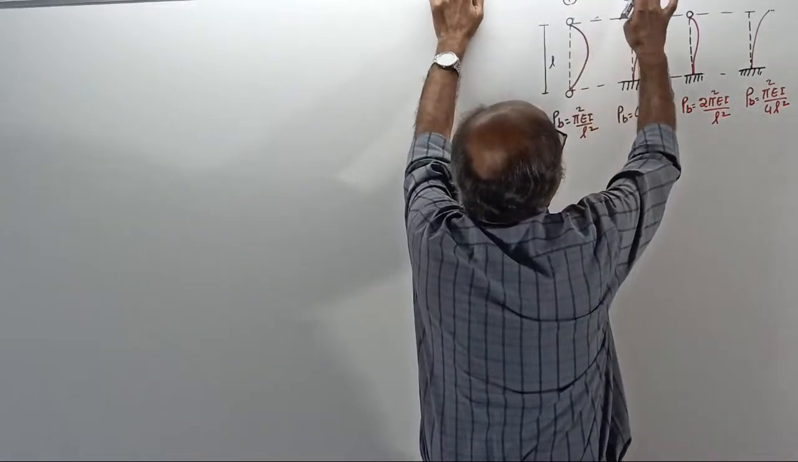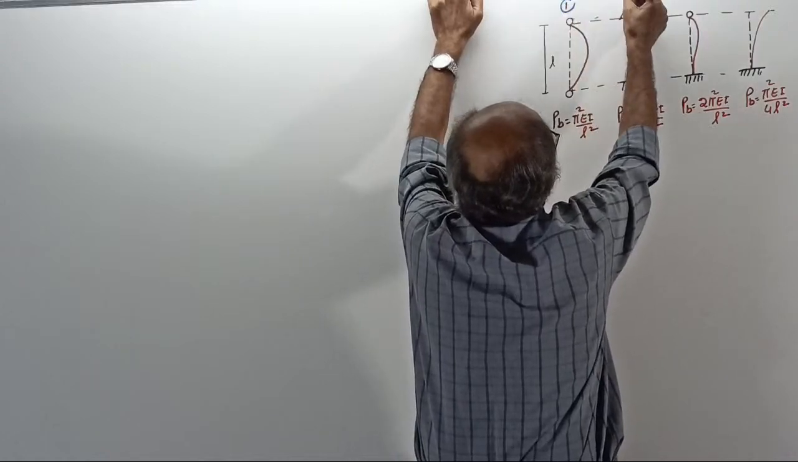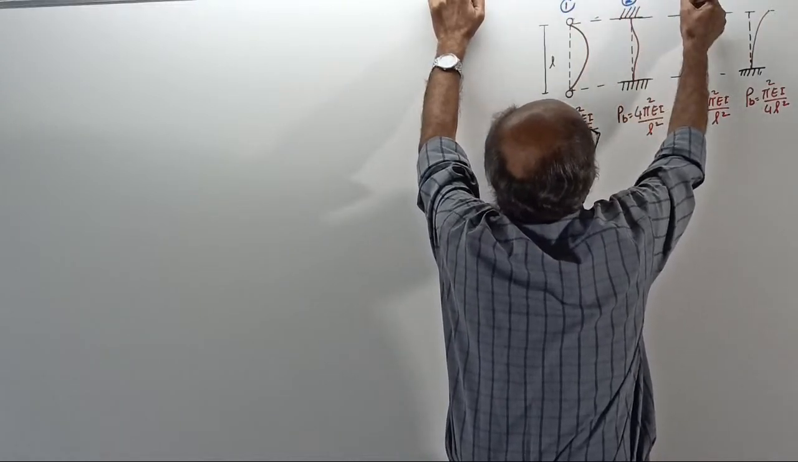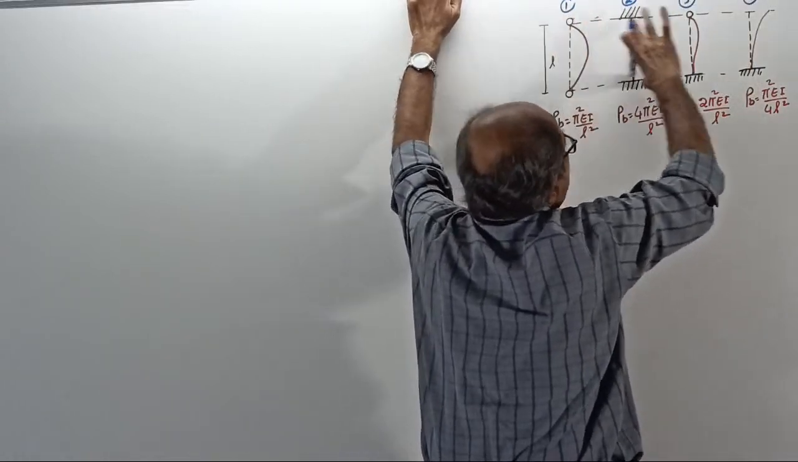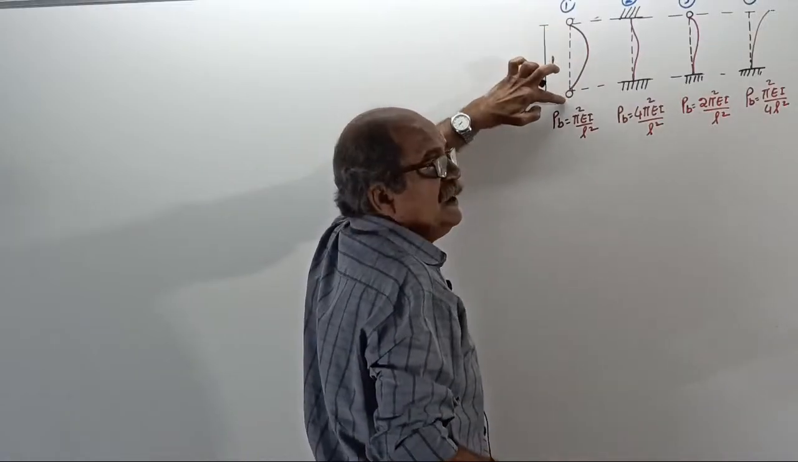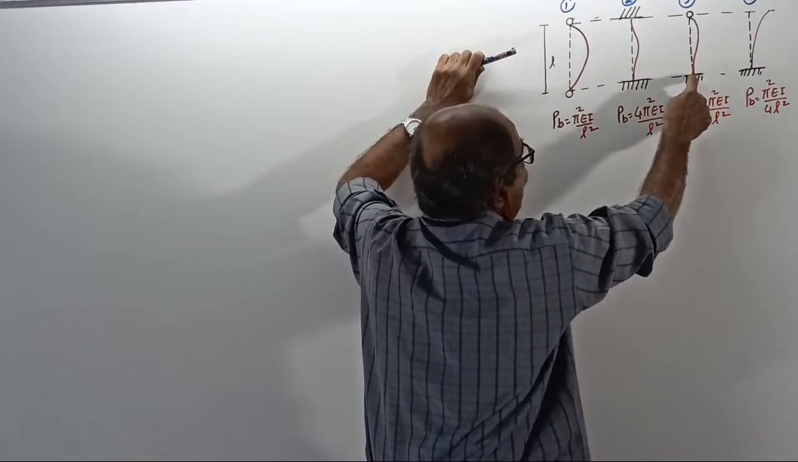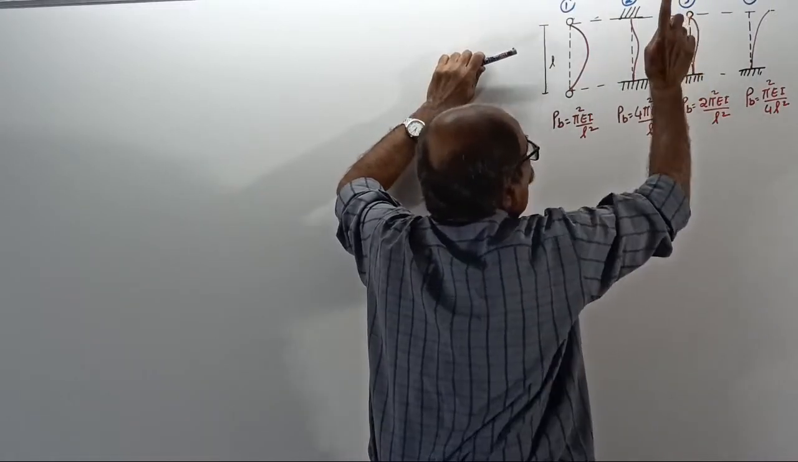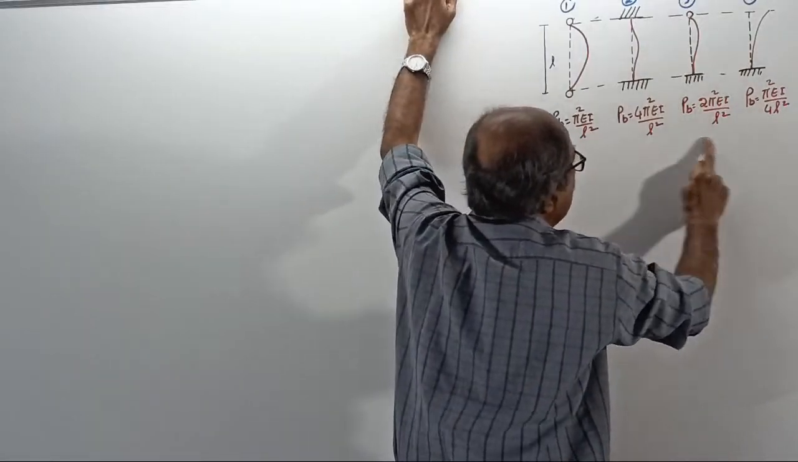Case number 1, I'll put somewhere here. This is case number 1, case number 2, case number 3, case number 4. Everywhere the length of the column is L. Then both are hinged or pinned ends. Both are fixed ends. One end fixed, one end hinged or pinned. One end fixed, other end free. These are the buckling loads.